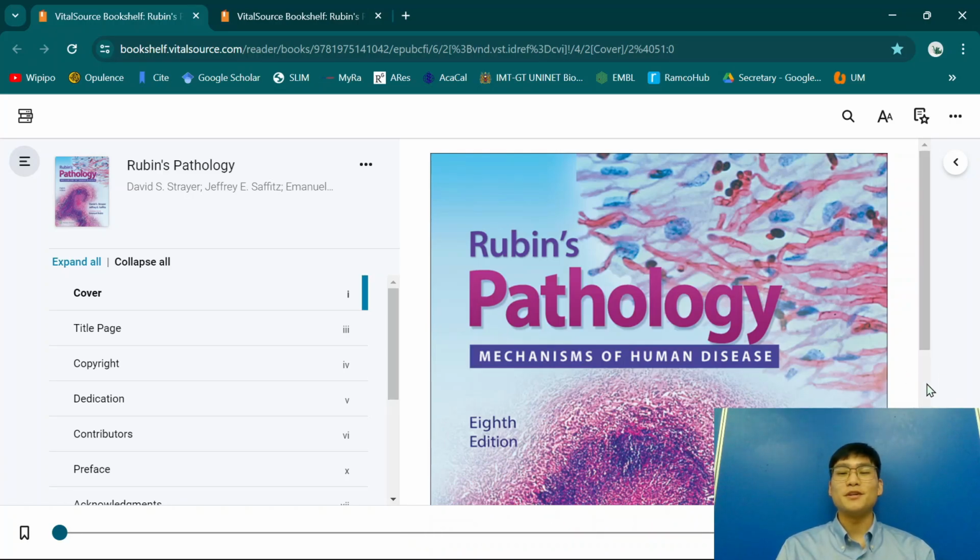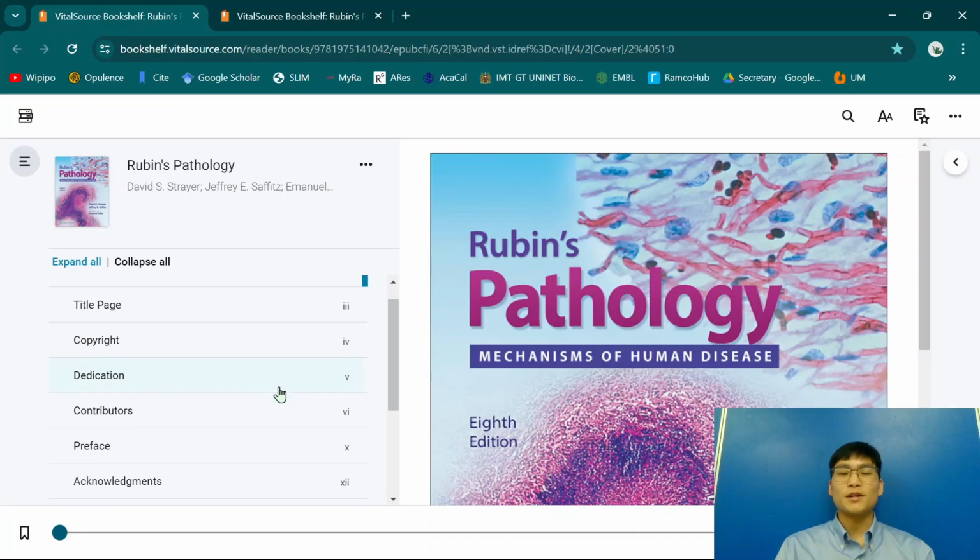So today I'll be reviewing the book on Rubin's Pathology, Mechanisms of Human Diseases. This is the 8th edition, accessible via Vital Source. So let's look at what is the content of this book.